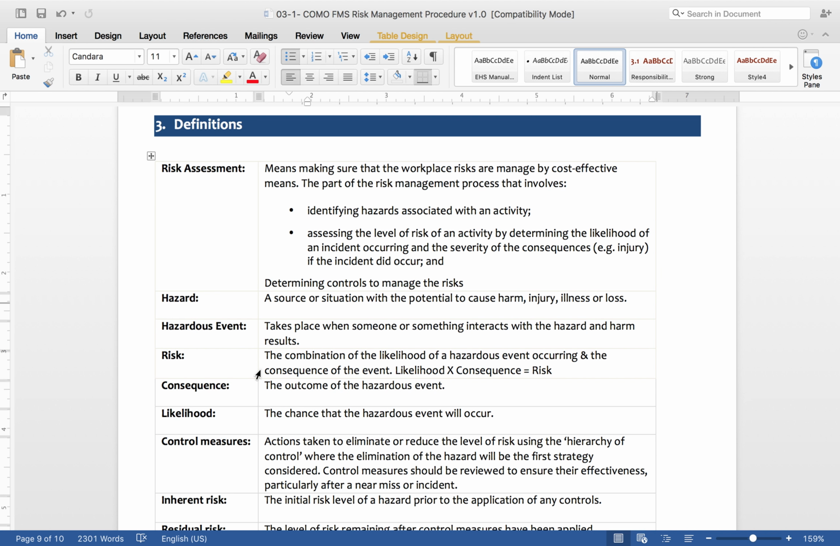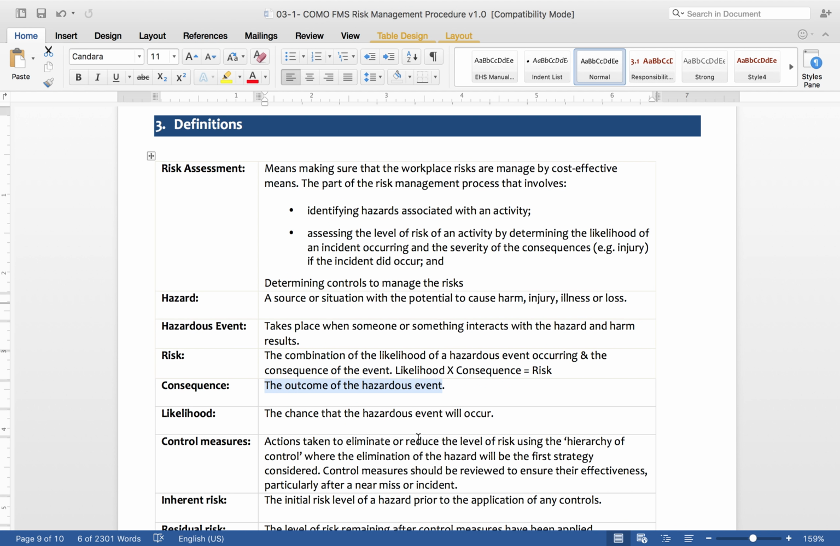And risk. Risk is the combination of the likelihood of a hazardous event occurring and the consequence of the event. Let's say likelihood times consequence. Now, let's go to consequence. It is the outcome of the hazardous event. How severe, some would call it severity. And then likelihood is the chance that the hazardous event will occur. How likely will it be? Will it be very likely or unlikely?